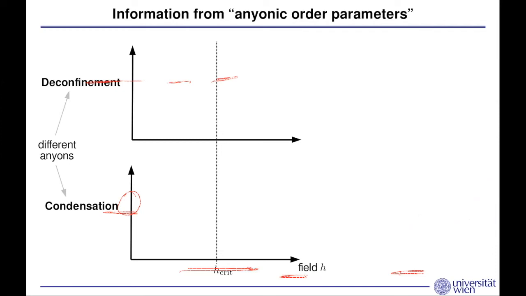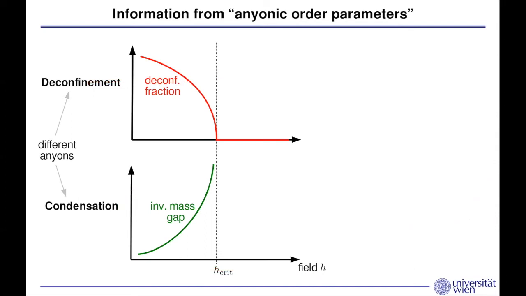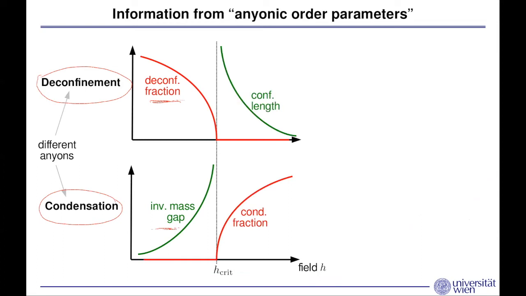So as we go through a phase transition, what do we expect to see? Well, we expect that as we approach the phase transition, there will be one anyon which condenses and a different one which we will confine. The deconfinement fraction will go to 0. Here they're deconfined, so it's non-zero. The mass gap will close, right? The correlation function will diverge. And at the other side of the phase transition, we have a condensate fraction, and the other anyon will become confined. So we have some confinement length. It's not a free anyon anymore.